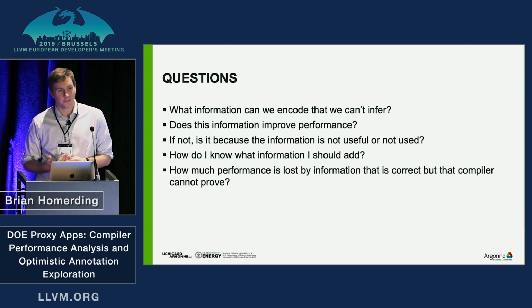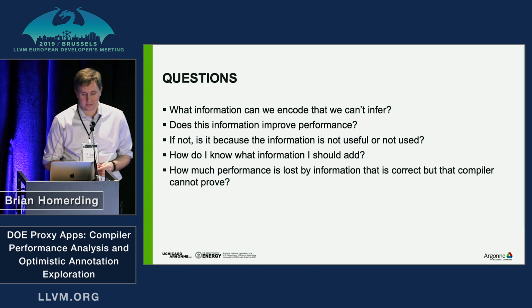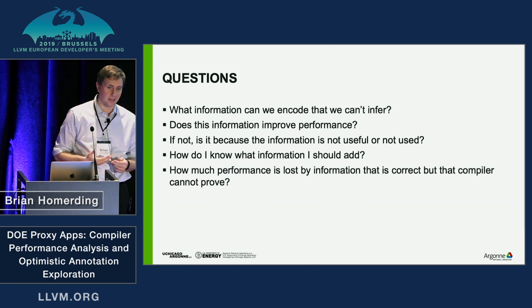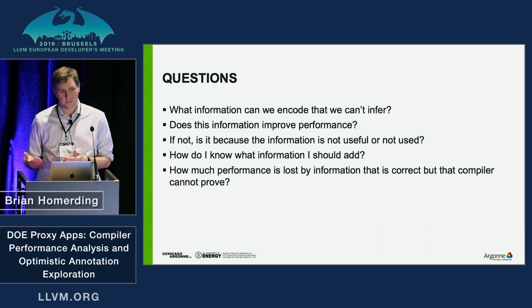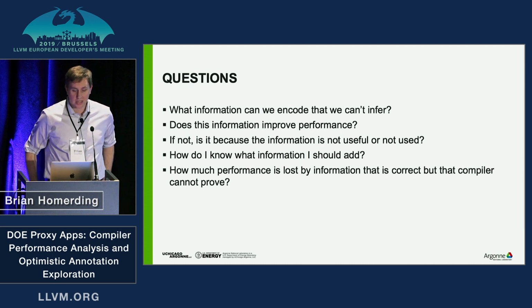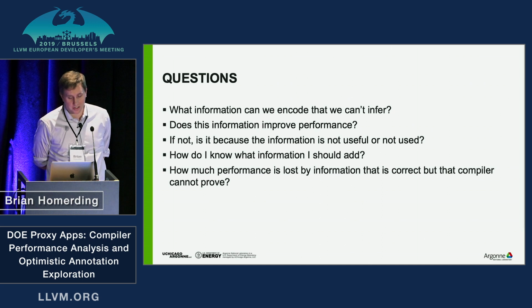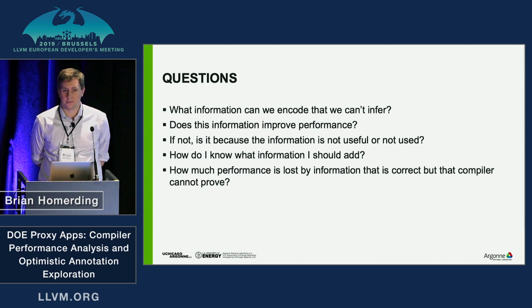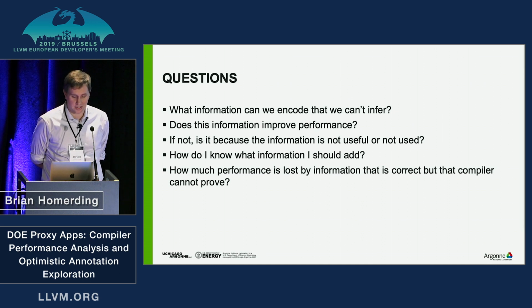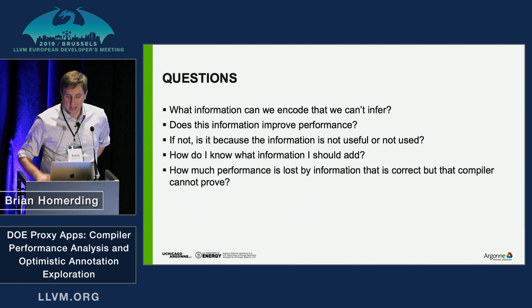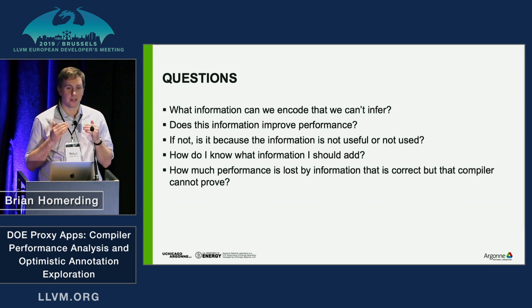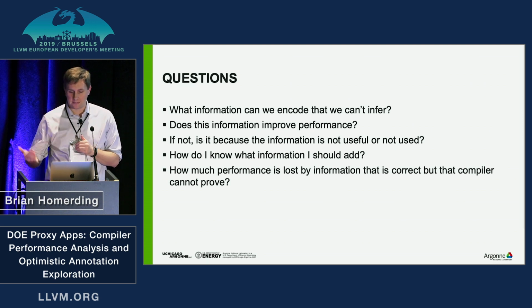Does that information actually improve the performance? And if it doesn't, is that because the information was not useful, or is it because the information was just not used? Then after that, we want to know what information should we add to get that performance, not just what can we add. And basically, what is the performance gap that we're working with here? How much bang are we going to get for all this effort?